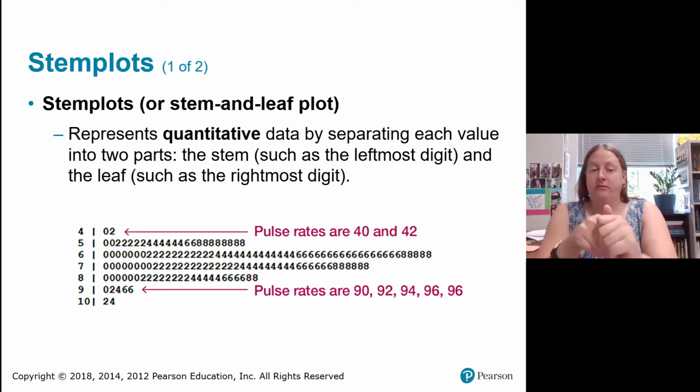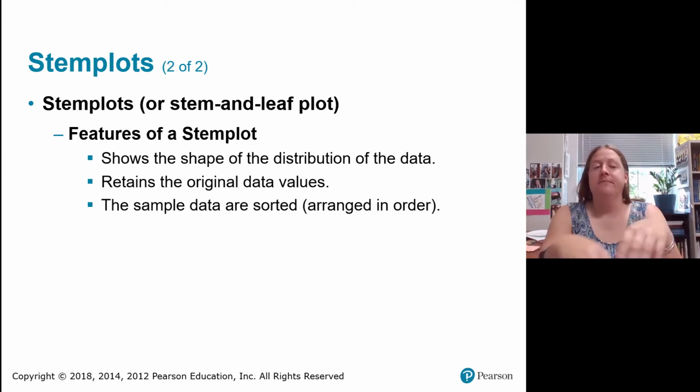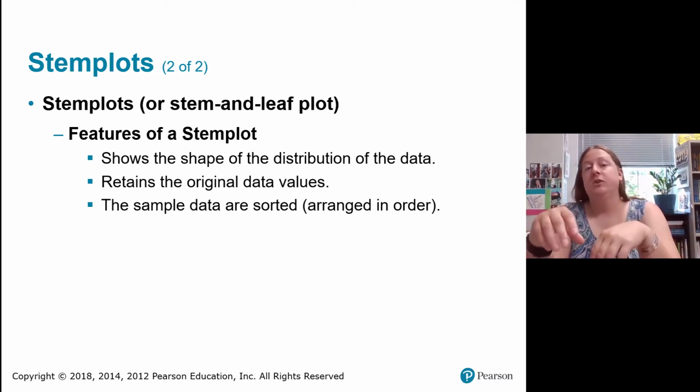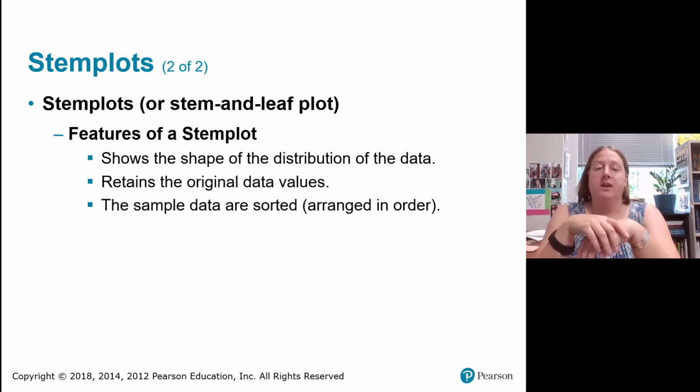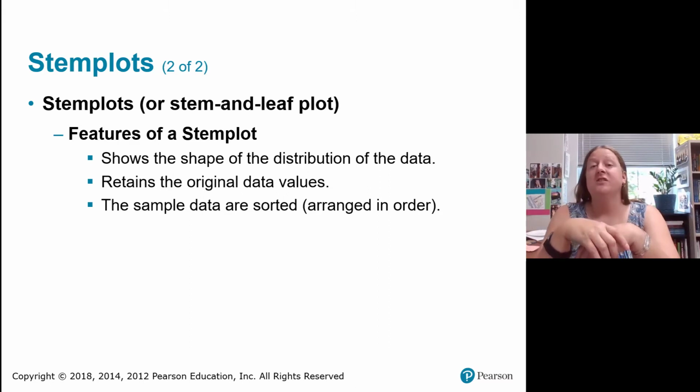And we can do this for all of our pulse rates again. And again, kind of like the histogram, we can see how things are stacked up, but we don't get quite as much division without looking more specifically at the numbers. So stem and leaf plots, or stem plots, allow us to see the shape and the distribution of the data, and they retain the original data values. We could read out all of our original data values from our stem plot. Additionally, the sample data are arranged in order, so it's really easy for us to do other things with them once we have a stem plot created.